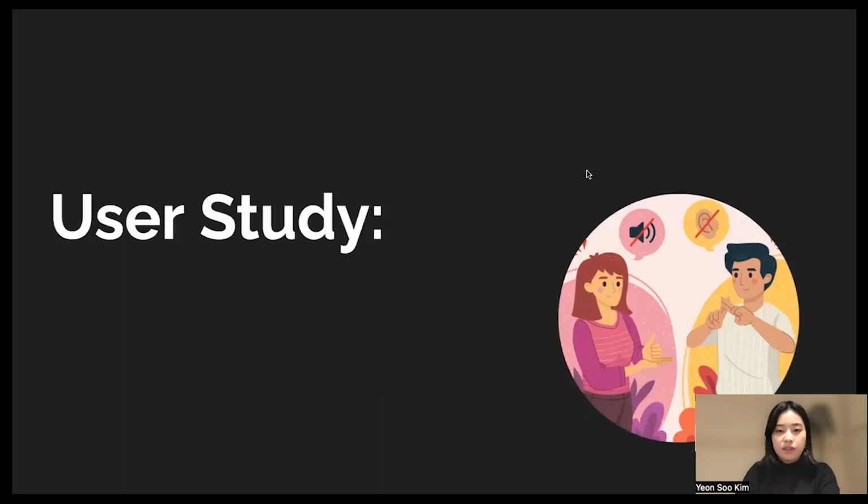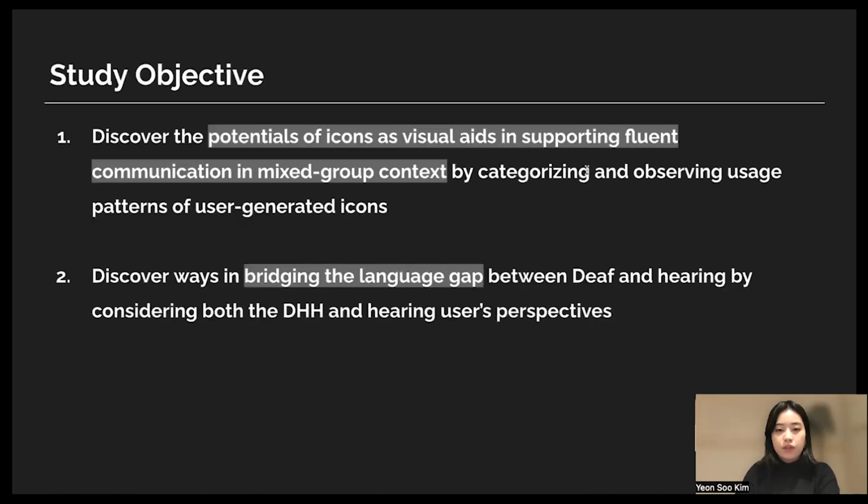Next is the main user study. There were two objectives of the study: discovering the potentials of icons as visual aids in supporting fluent communication in mixed-group context by categorizing and observing usage patterns of user-generated icons, and discovering ways of bridging the language gap between deaf and hearing by considering both the DHH and hearing users' perspectives.